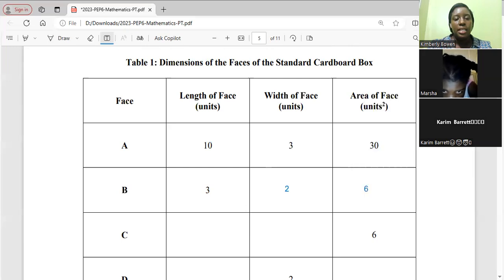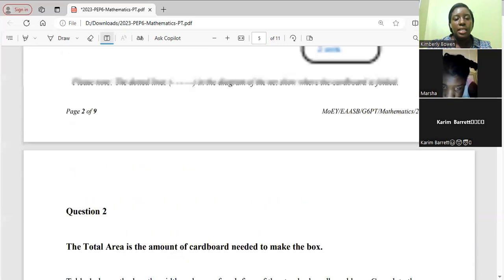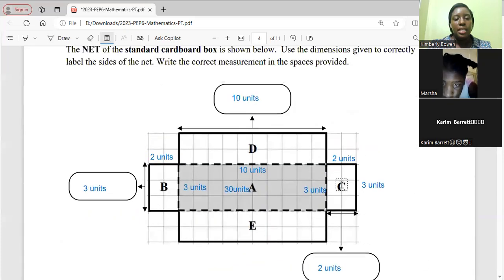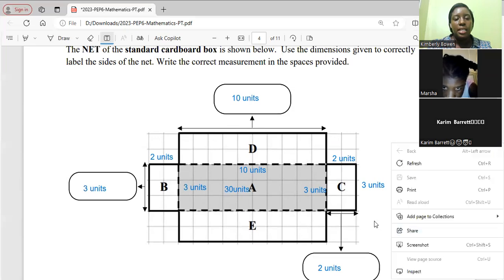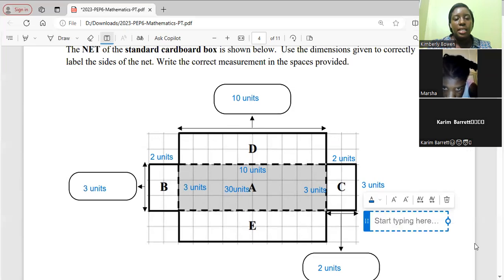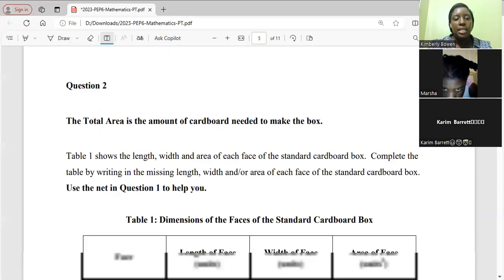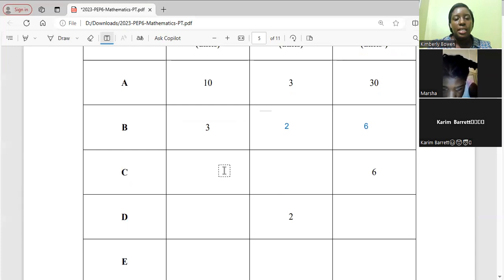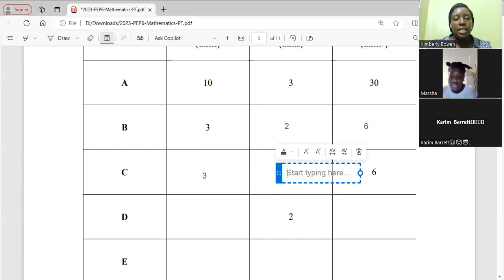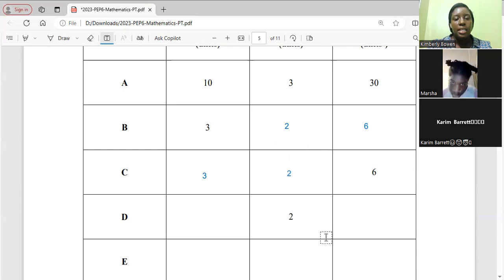And if you look at the diagram, B is the same as C. They'll have the same dimension, 3 times 2. So we can just put in the 3 times 2 here as well. 3 times 2, and that's how they got 6. Are you seeing that?